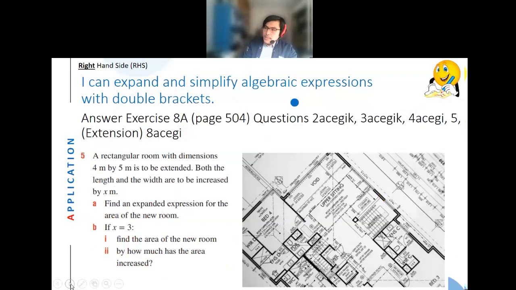So we've got a rectangular room with dimensions 4 meters by 5 meters, and it is to be extended so that they want to make the room wider. So both the length and the width are to be increased by x meters. And our first question is to find an expanded expression for the area of the new room. Okay, so let's do that first.